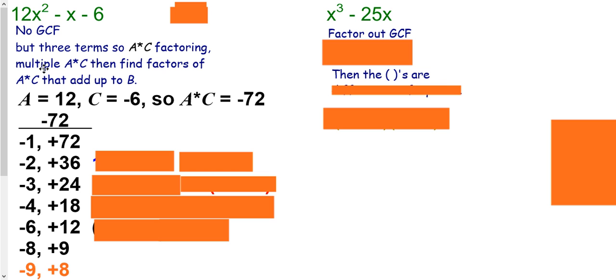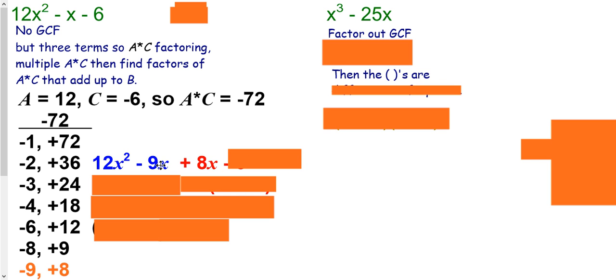But we want to try to focus on the pair of factors that will add together to give us this negative 1 that's in front of x. And in that case, it's what we have down here in orange. So I'm going to start out with my 12x squared, and then I'm going to go with my negative 9 from here with an x by it. Then I'll have to have a positive 8 with an x by it, because the negative 9 and positive 8 gives us this negative 1, and we'll still have to have that negative 6.